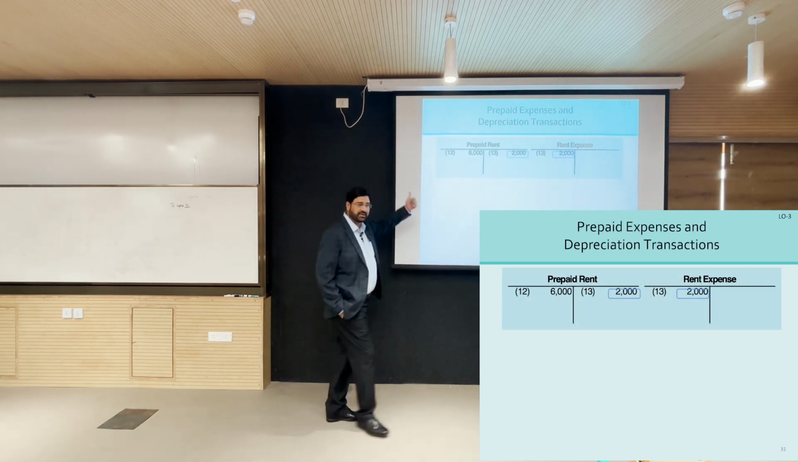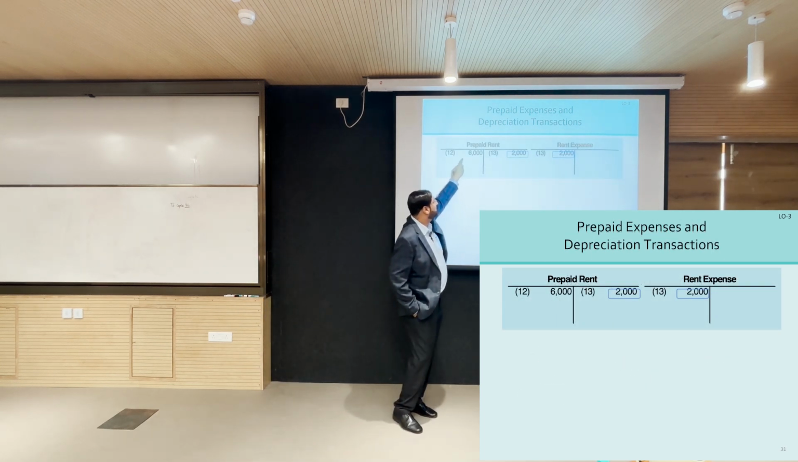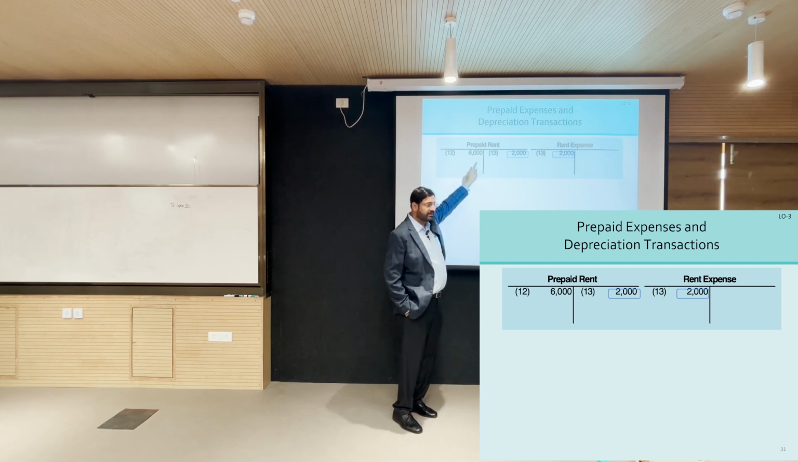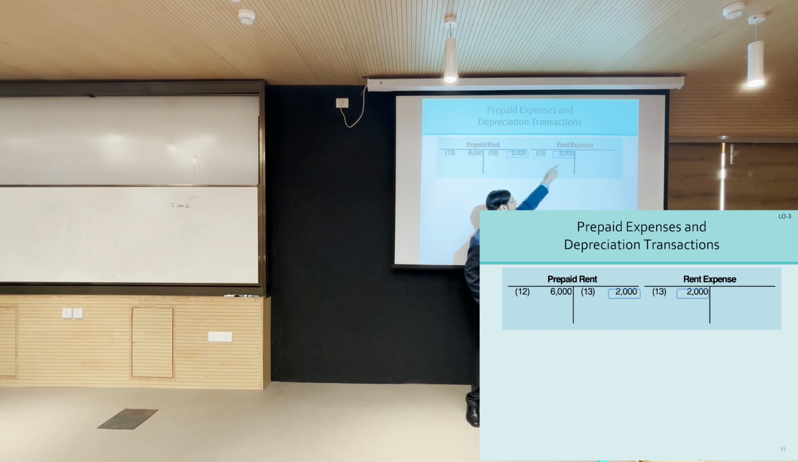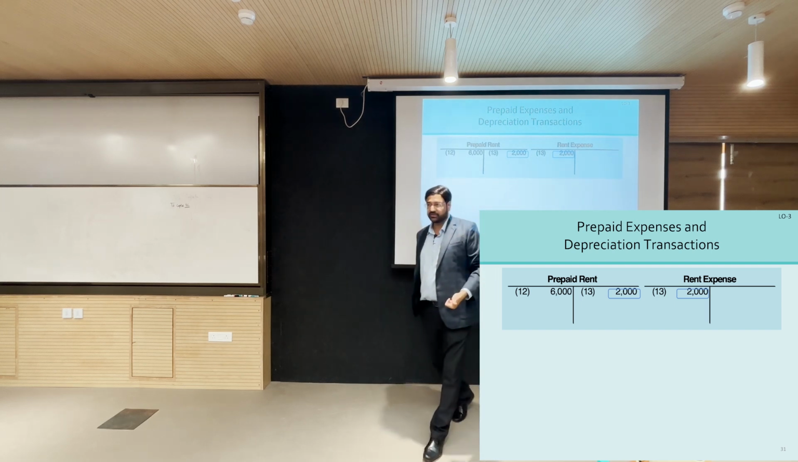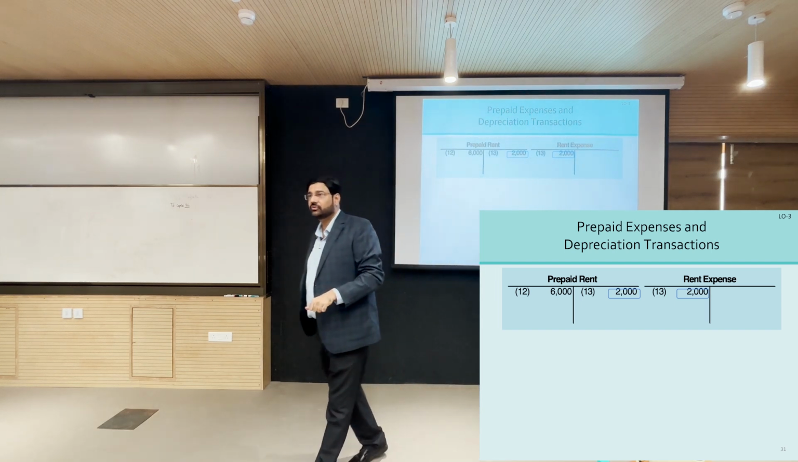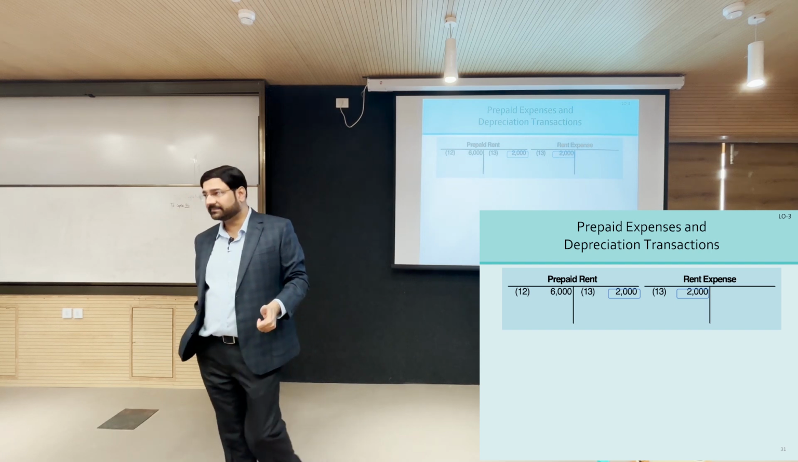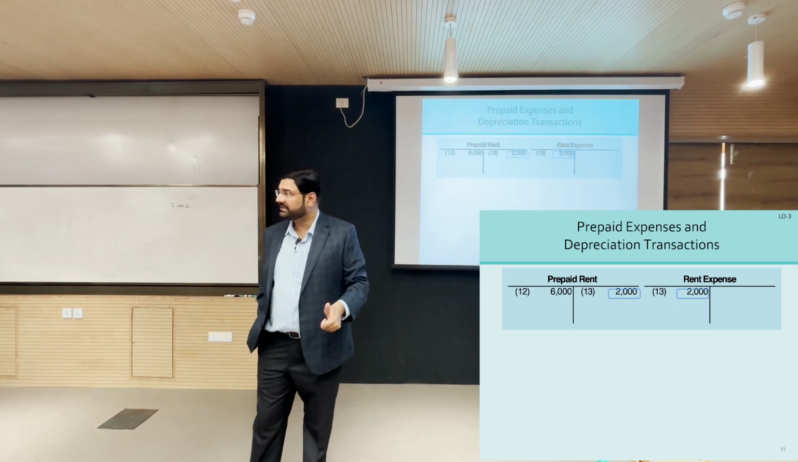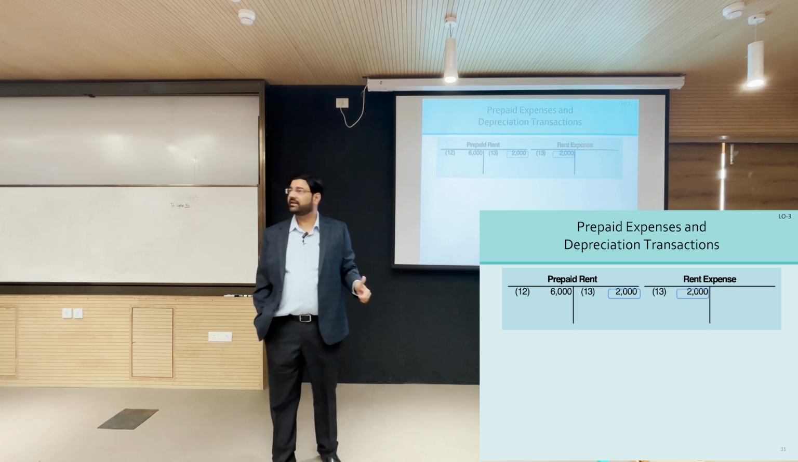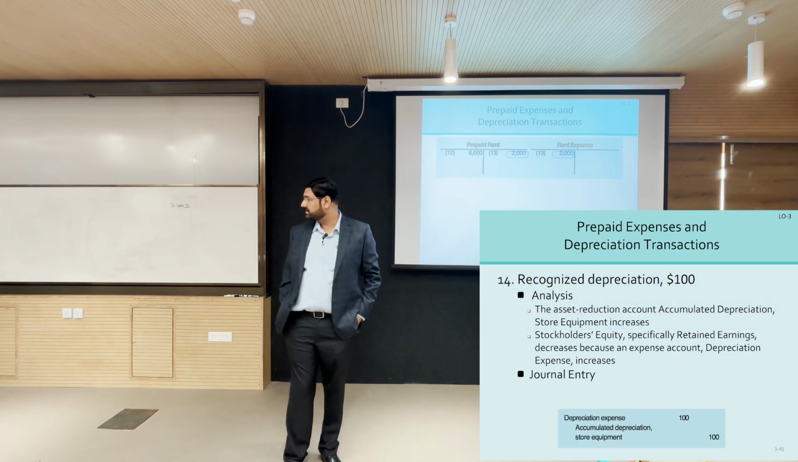And what is the ledger account? Prepaid rent. This was original prepaid rent 6,000 and 2,000 credited, right? And rent expense 2,000 debited. Rent expense debited 2,000, prepaid rent credited 2,000. Rent is an expense, prepaid rent is an asset. Next.